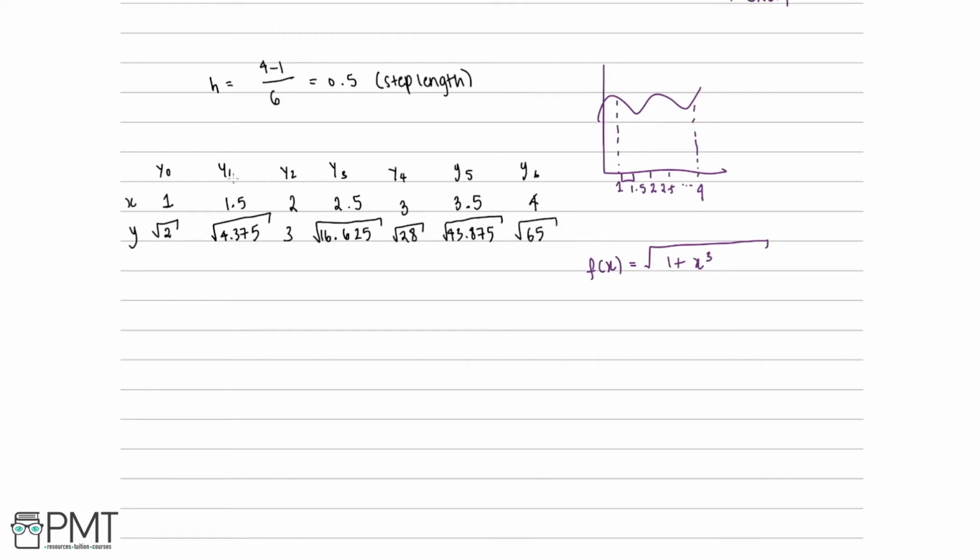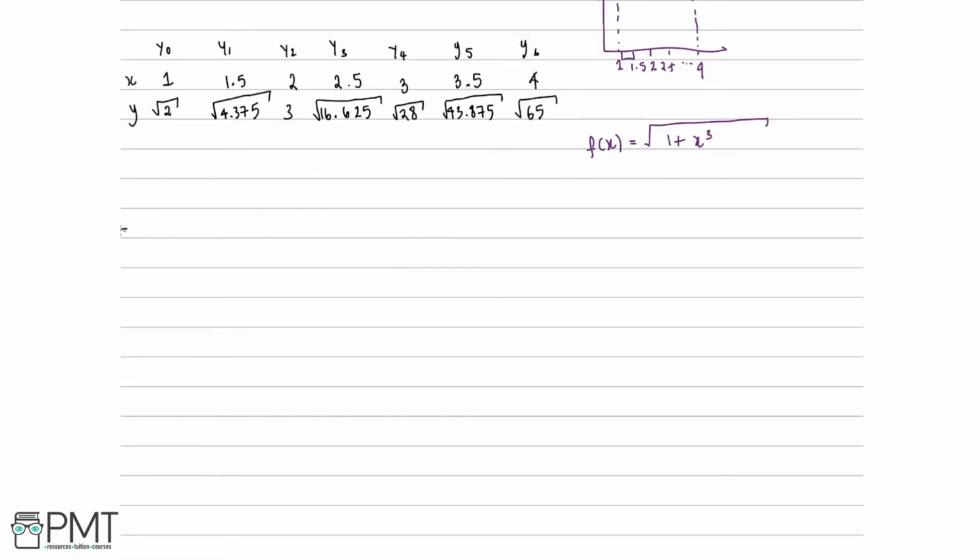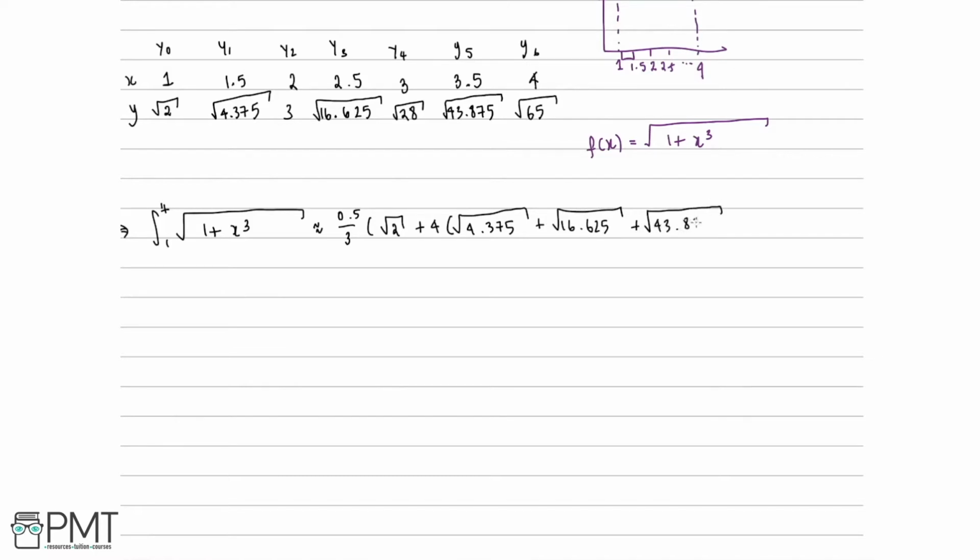Great, so now we know our corresponding values of y for each ordinate of our intervals. Now let's plug our values of y into our formula for Simpson's rule. So we have h, which is 0.5 over 3, multiplied by y0, which will be root 2, plus 4 times the odd ordinates. So it would be root 4.375 plus root 16.625 plus root 43.875, plus 2 times the sum of the even y.